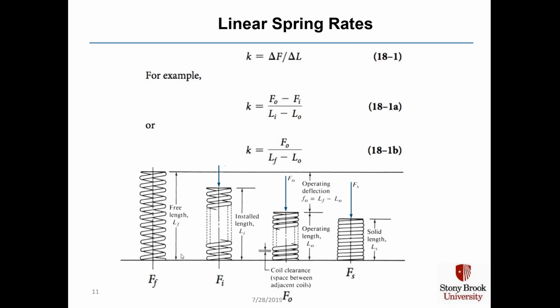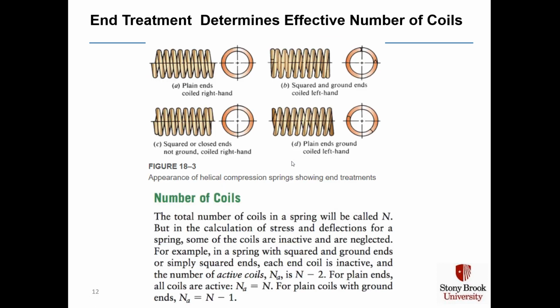For a linear spring, the spring rate k is equal to the change in force over the change in length, which is F sub 0 minus F sub i divided by L sub i minus L sub 0. k is also equal to F sub 0 divided by L sub f minus L sub 0. And the type of end treatment determines the effective number of coils in the spring.